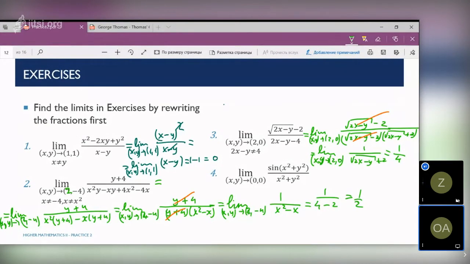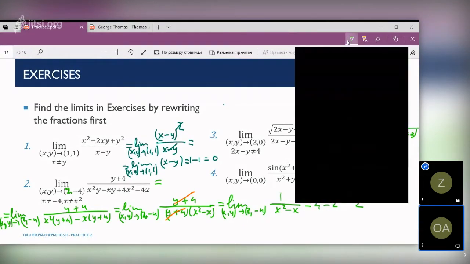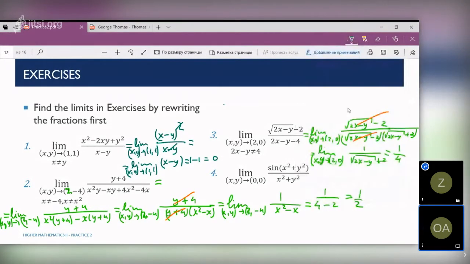Yes, I did. I have done. Okay. That's right. What is the answer? 1 over 4. Is it 1 over? Yeah, that's correct. That's correct. Okay.